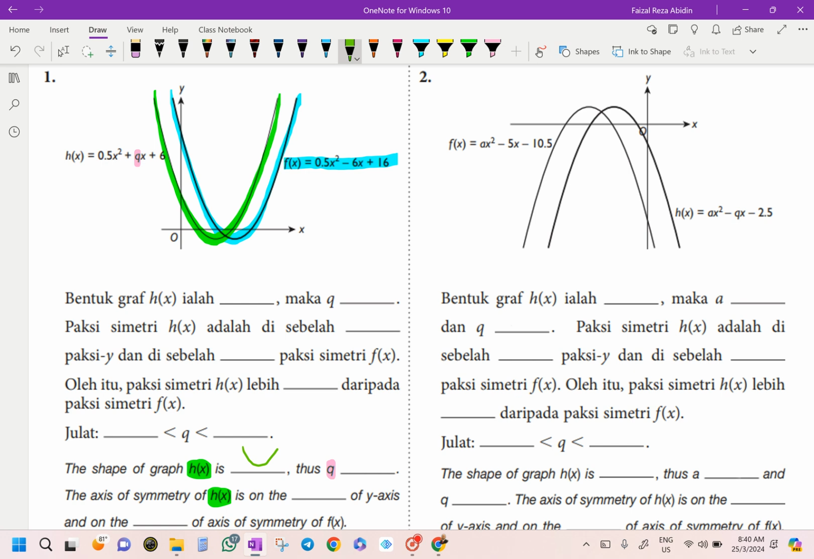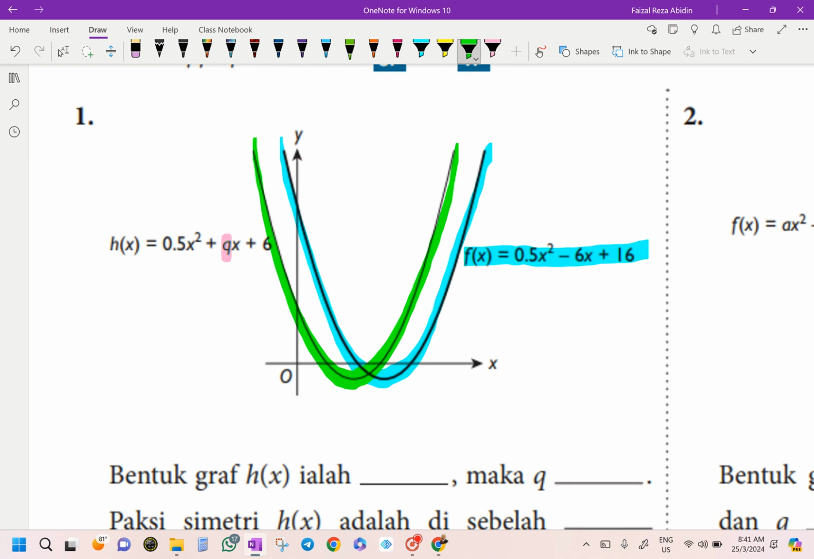So if you look over there, it's going to have dash Q. Q is what there? Mana dia ni? Ni. There Q. So in our function hx, what can we state about Q there? More than 0, right? Ke less than 0? Q untuk apa? Q is going to be for what? Q untuk apa? Ialah B. Yes, betul.